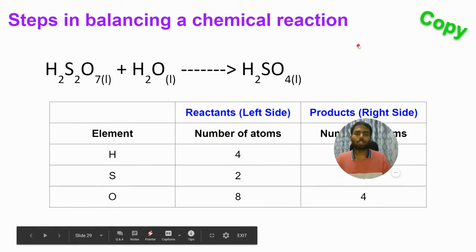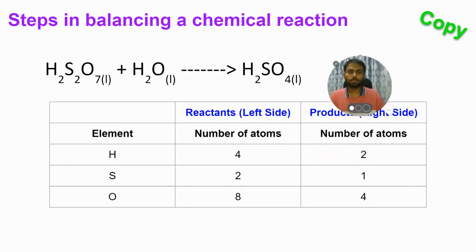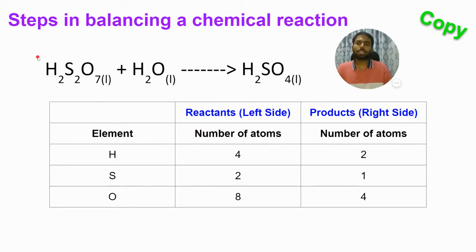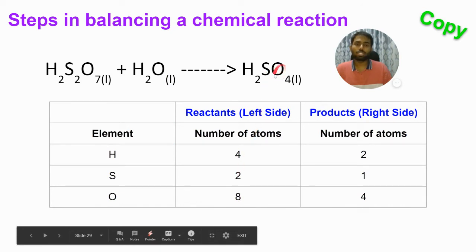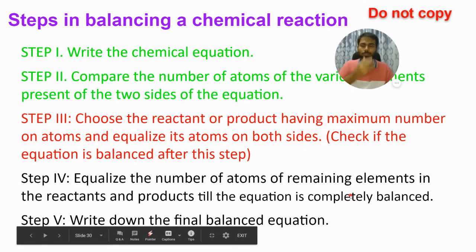Now compare the number of atoms on both the sides for all these elements. Okay, so hydrogen, on the left side how many? Here you have 2 hydrogen atoms, here you have 2 hydrogen atoms, so 2 + 2 is 4, so left side 4. Right side you only have 2 atoms of hydrogen. Next sulfur, here you have 2 sulfur atoms, so you've put 2 here, and here you have 1 sulfur atom, so you've put 1 here. Last oxygen, here you have 7 oxygen atoms and here you have 1, so 7 + 1 is 8. And last here 4 oxygen atoms, so you put 4 here. So second step is done.